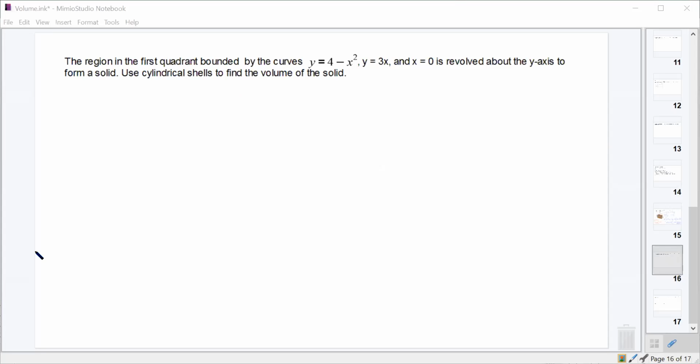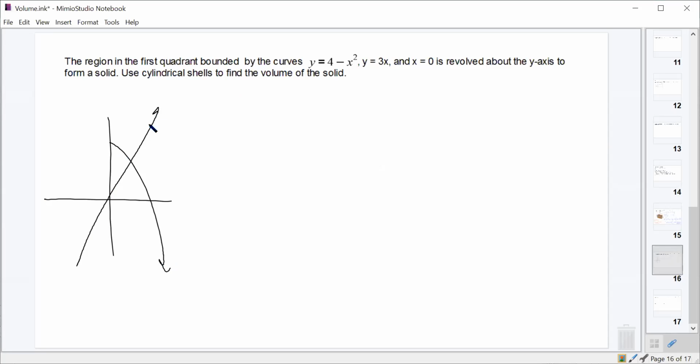All right, so we've got the region in the first quadrant that's bounded by 4 minus x squared. I've just drawn the first quadrant part of that. And y equals 3x, and x equals 0. So we're talking about this section right here. It's bounded by those 3 lines. We're going to revolve that around the x-axis to form a solid.